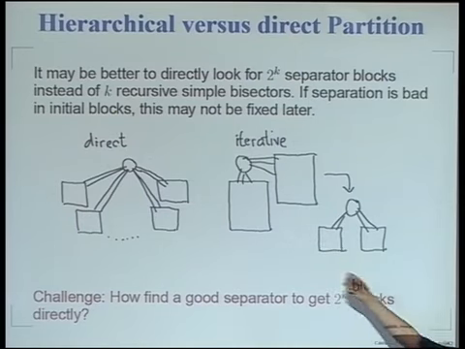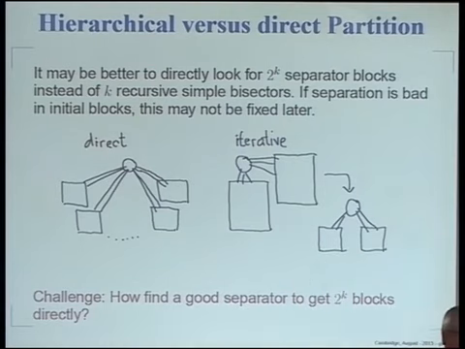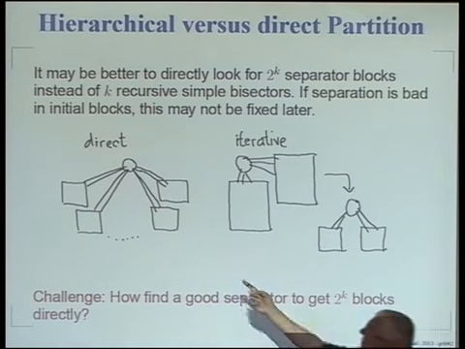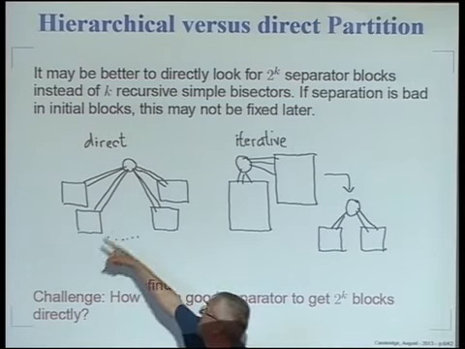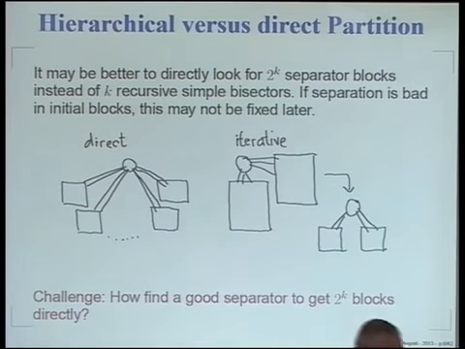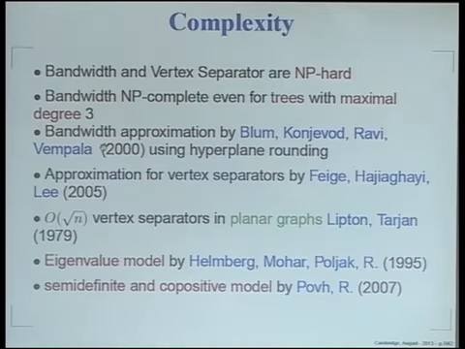Now, of course, if you made the wrong decision on top, you will have a mess later on when you want to recurse. So it would be more interesting to say, well, just find the 2 to the k subsets directly. Give me a separator such that the graph disconnects into k components of roughly equal size. So this is what I'm interested in.